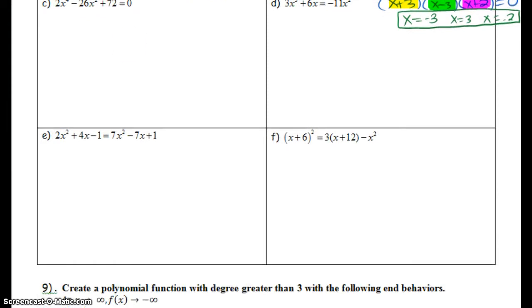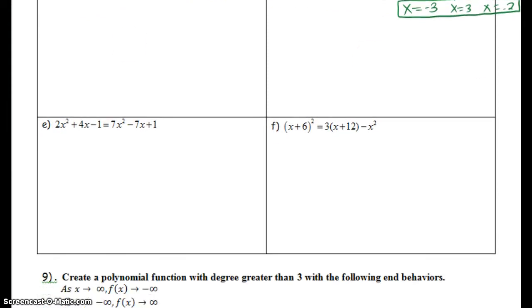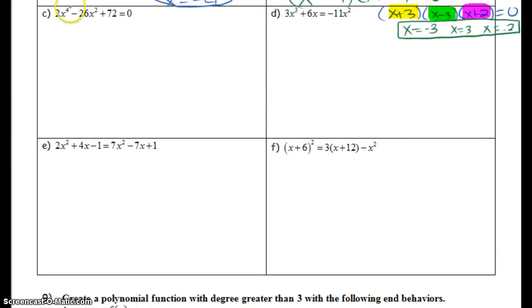All right, part C. So I'm all set to factor because I have my polynomial equal to 0. I do see that I have a GCF of 2. So I'm going to factor out my 2, and I'm left with x to the 4th minus 13x squared plus 36. Now this one's a little bit weird because I have an x to the 4th here.